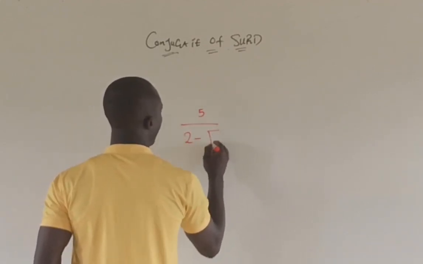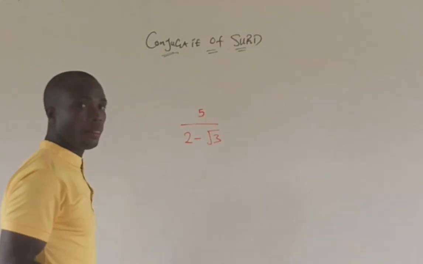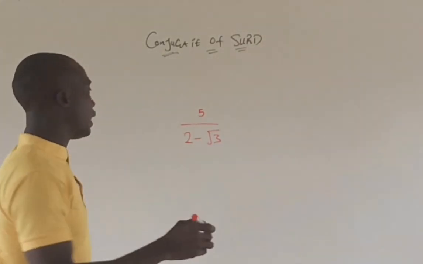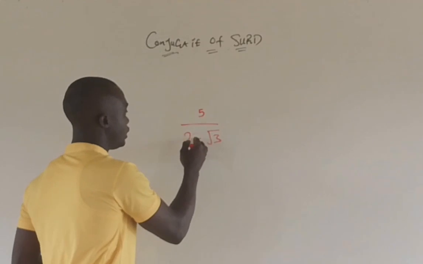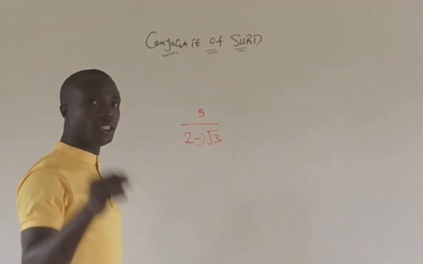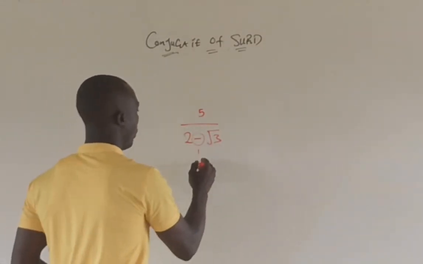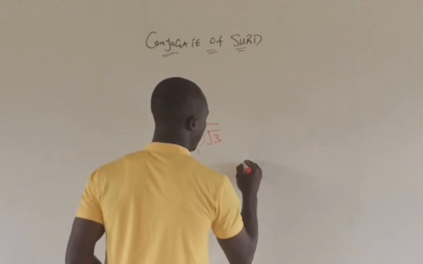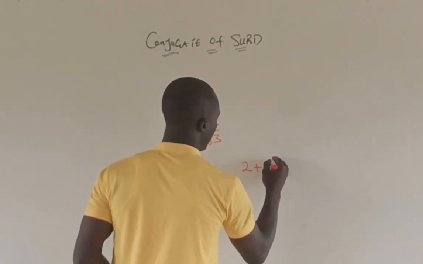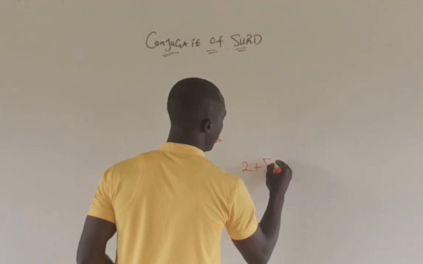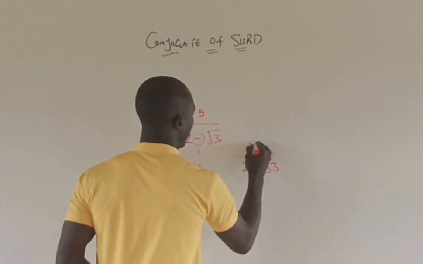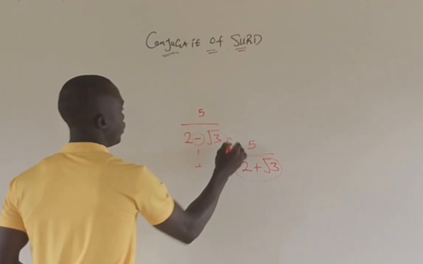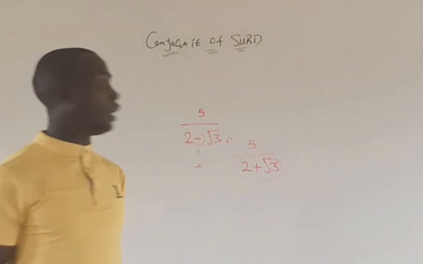2 minus root 3. Now, the conjugate is what? It simply means that you have to turn this sign here, which is the negative sign, to positive. So definitely we are going to have 2 plus root 3 divided by root 5. So this is the conjugate of this number here.